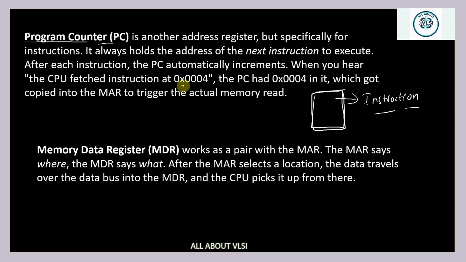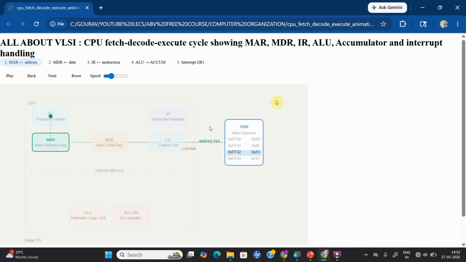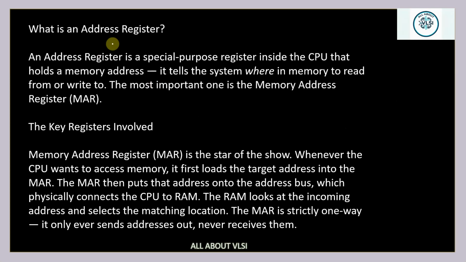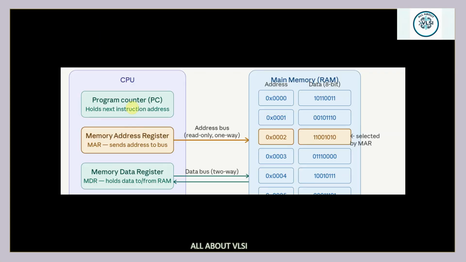So here is the example. When the CPU fetched the instruction at this particular address, the PC had 004 in it, which got copied into the MAR to trigger the actual memory read. What particular instruction should be fetched from memory is decided by the program counter register. That address will be given to the MAR, from the MAR to the address bus, and from the bus to the RAM. So this is how the program counter decides which particular instruction is to be fetched, right? That was about your address registers: the memory address register, program counter, and memory data register.